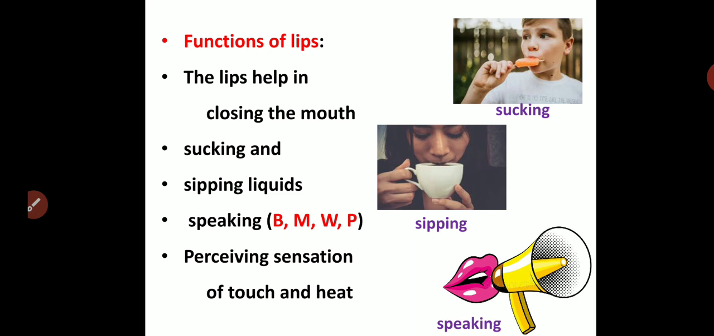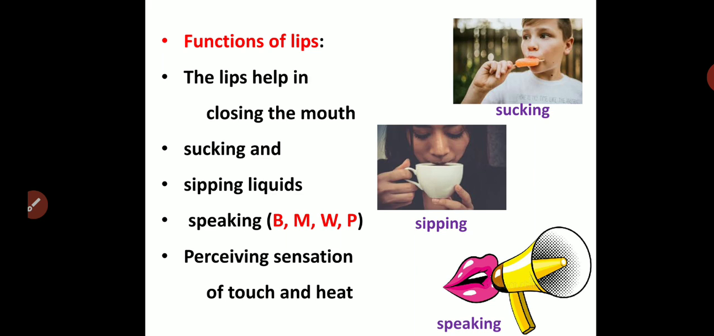How do lips help to speak? Have you ever thought of it? Please try to pronounce these alphabets which are given in red color: B, M, W and P. You can see that your lips touch each other. B, M, W and P. You can see the movement of your lips. So the lips also help in speaking.